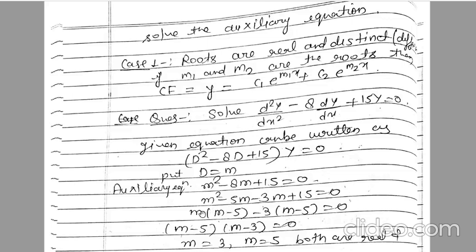So m minus 5 minus 3 is common. M minus 5 is equal to 0. M minus 5, m minus 3 is equal to 0. So you are getting two roots, 3 and 5. Both are distinct and real, right? So m1 is equal to 3, m2 is equal to 5. So final solution case 1 will be applicable here.